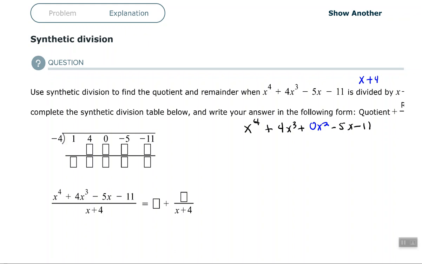Now, to set up synthetic division, you use the coefficients from your dividend to go on the inside. So we have 1, 4, 0, negative 5, negative 11. If you look here on the inside of this division, you have 1, 4, 0, negative 5, negative 11. And I'm going to rewrite that.